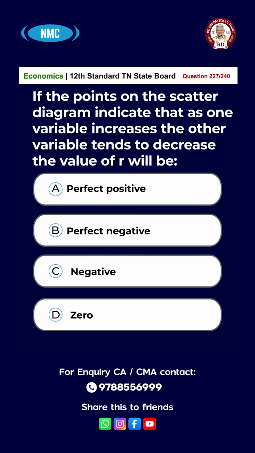Question number 227. If the points on the scatter diagram indicate that as one variable increases, the other variable tends to decrease, the value of r will be A. Perfect positive. B. Perfect negative. C. Negative. D. 0. And the answer is option C, negative.